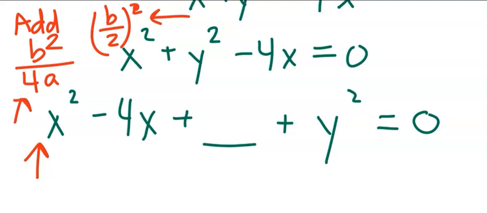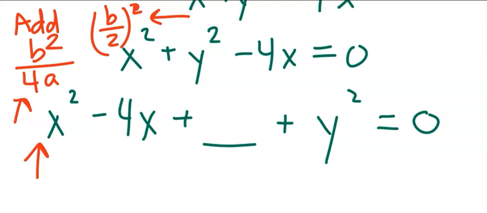Now, the reason I use the other one is because if the a value is something other than 1, I see a lot of kids who make mistakes when they use the other one. But we talk about that at different times. Since the a value is 1, it really doesn't matter.